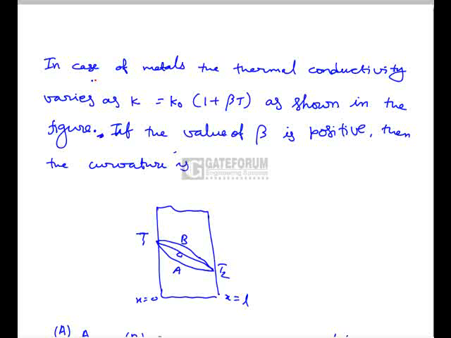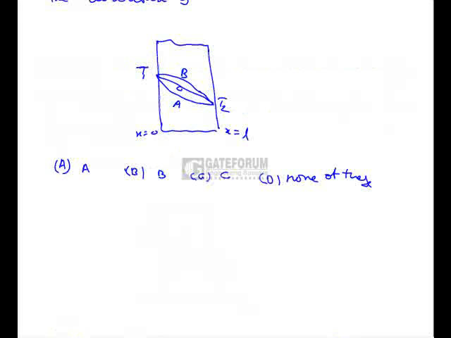In case of metals, the thermal conductivity varies as K = K0(1 + βT), as shown in the figure. If the value of β is positive, then the curvature is. Here curve A represents the negative value and curve B represents the positive value. So in the options, the right option is B.